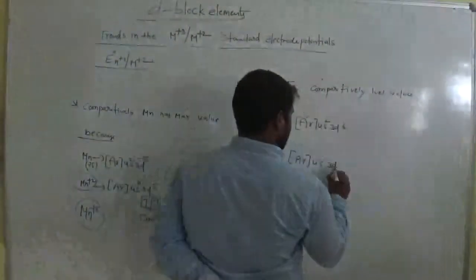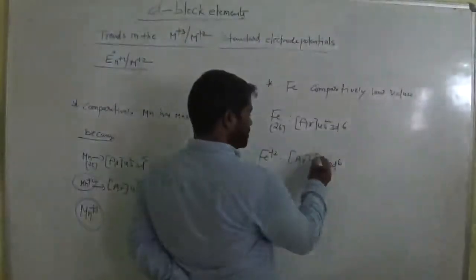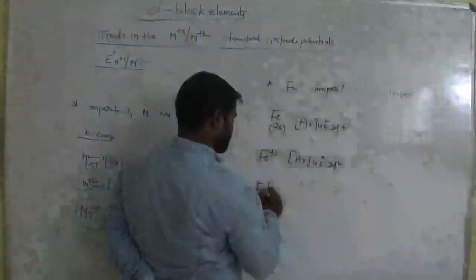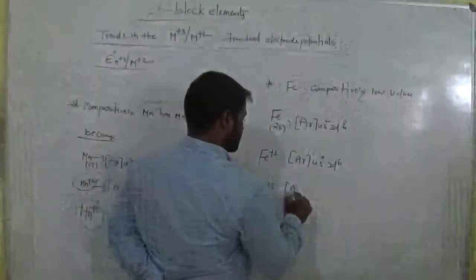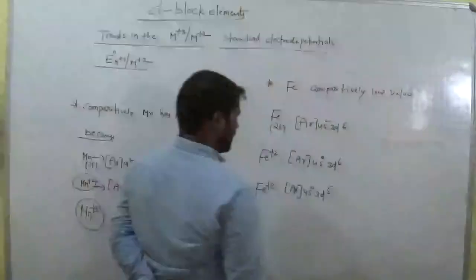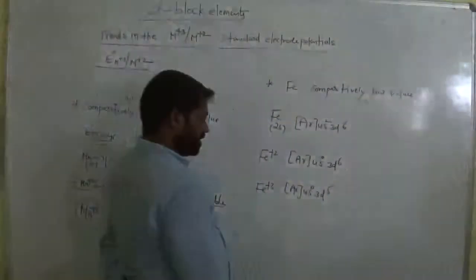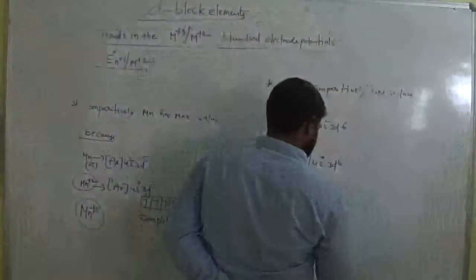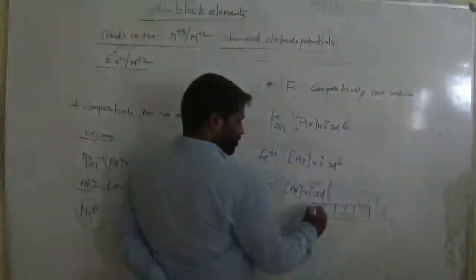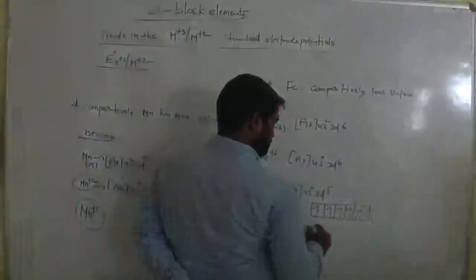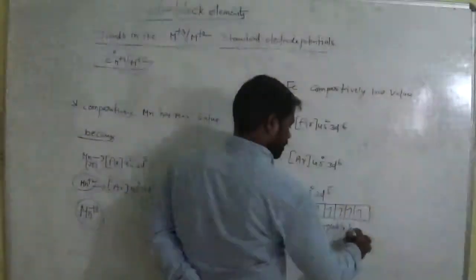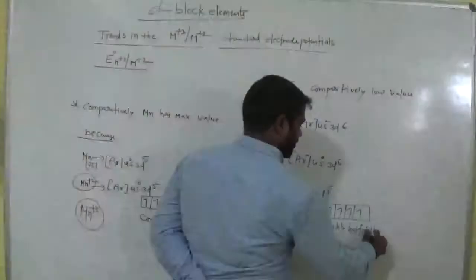Remove this 3d6. Am I right? 4s0 3d6. Fe plus 3 means this is argon 4s0 3d5. If you observe here, 1 2 3 4 5 in the d, completely half filled. Am I right?